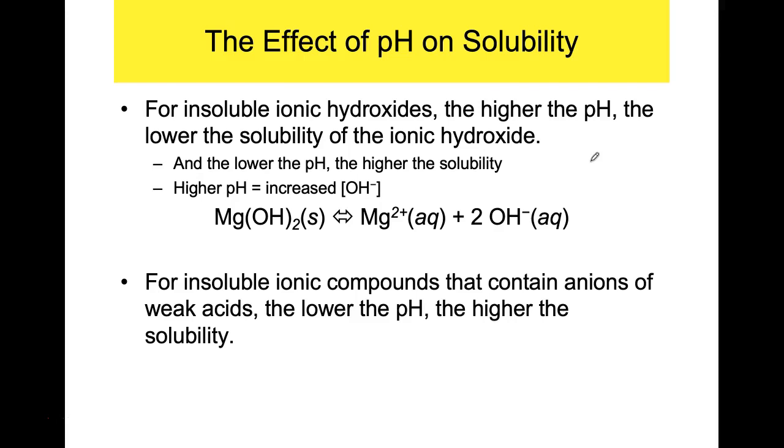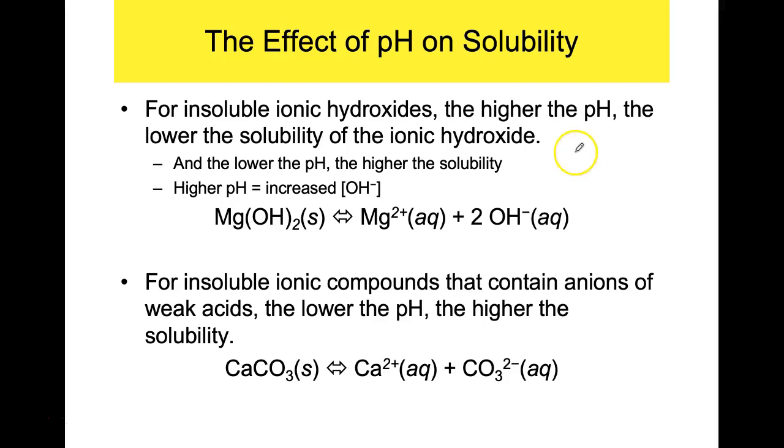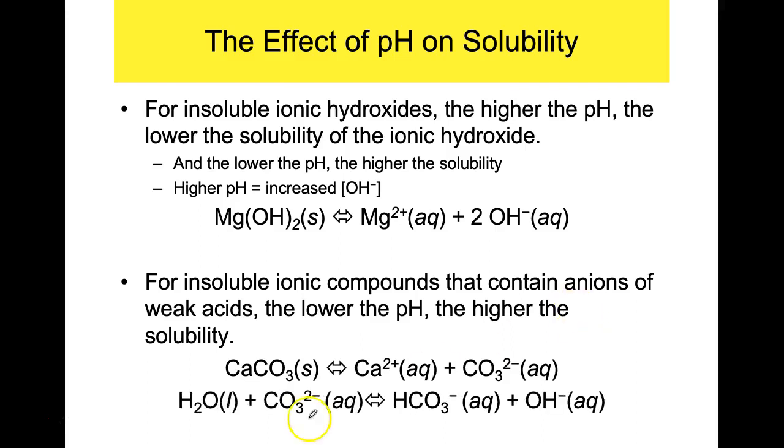So for insoluble ionic compounds that contain anions of weak acids, the anion of a weak acid is a base, and the lower the pH, the higher the solubility. So what happens here? I have calcium carbonate solid in equilibrium with calcium ions and carbonate ions. The carbonate ions are again the conjugate base of the acid bicarbonate. So what happens when we have calcium carbonate in water that's becoming acidic, like the oceans? Coral reefs are made of calcium carbonate.